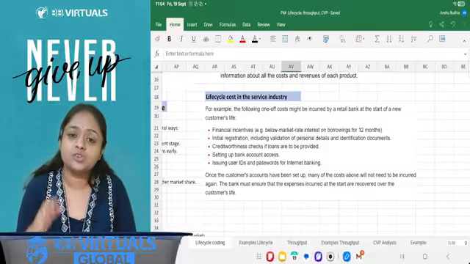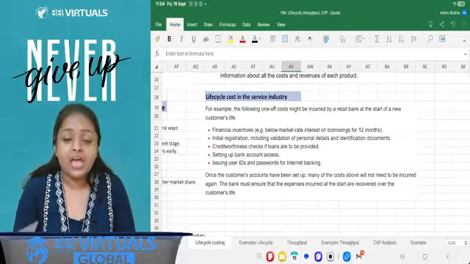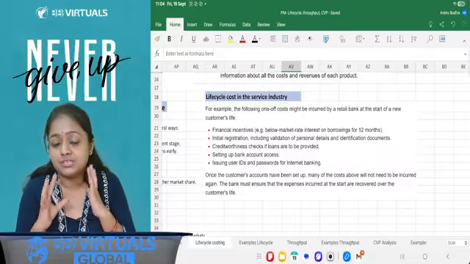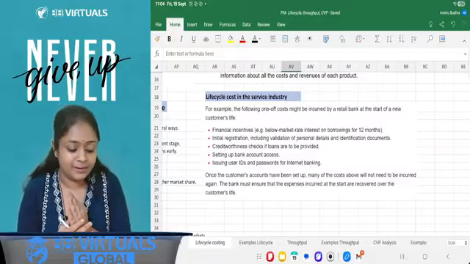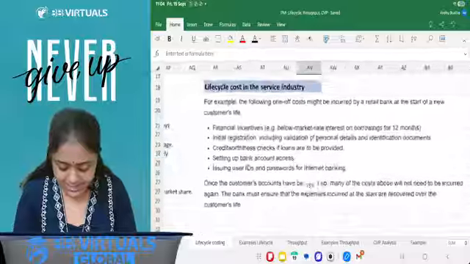So banks also spend a lot of money to get their customers, an early expenditure. After that, it's just their maintenance, that's all. So every service industry spends heavily at the start only. So yes, life cycle costing can be applied there. Let's look at the example.